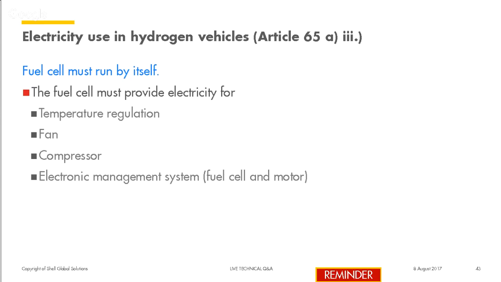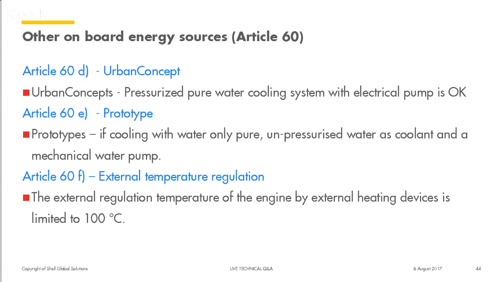Next slide is about other onboard energy uses. So for urban concepts, you can now use electrical pumps. For prototypes, not allowed yet. For external temperature regulation, we cap it to 100 degrees Celsius.